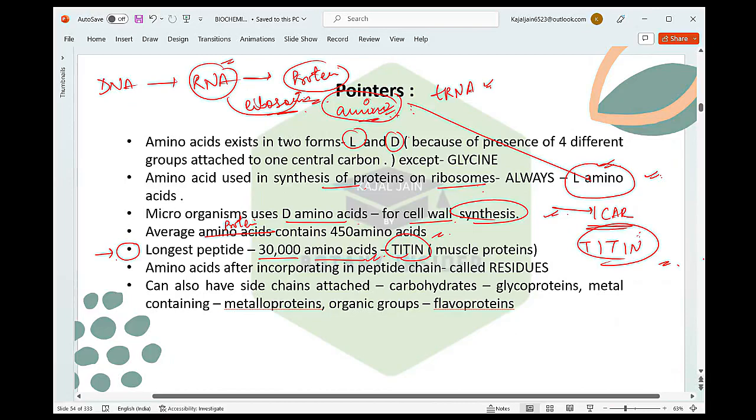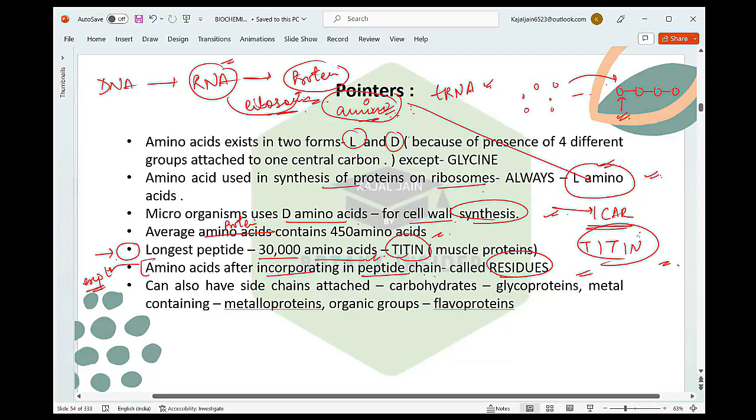Okay, then the amino acids, after being incorporated in the peptide chain, are called residues. Very, very important line. If I'm looking at the beads individually, this is what an amino acid is. But when these amino acids join to each other to form the peptide bond, we'll be calling them residues, amino acid residues. Students can get confused if any experimental questions are asked. After they get bonded together, they are called residues in the questions also.